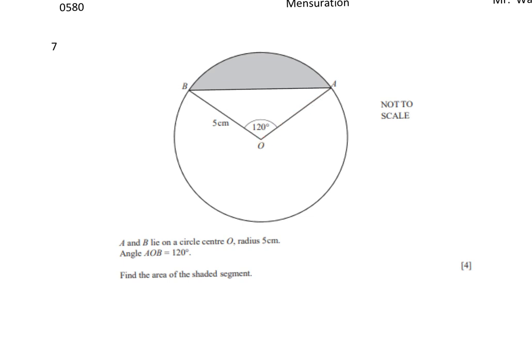Area of the segment, we have a rule for the area of a segment. You can find the area of the sector. You have a formula to find the area of this sector, OBA. Then subtract the area of the triangle. So area of segment, remember: sector minus triangle.